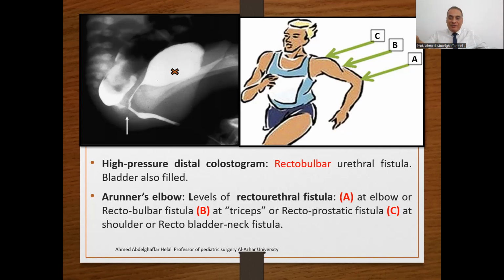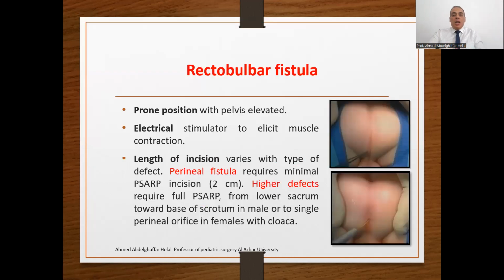You may have a newborn with rectobulbar, rectoprostatic, or rectobladder neck fistula. This idea will be given after performing high-pressure distal colostogram. Now we will speak about some principles of the repair regarding some types of anorectal malformations in male newborn.